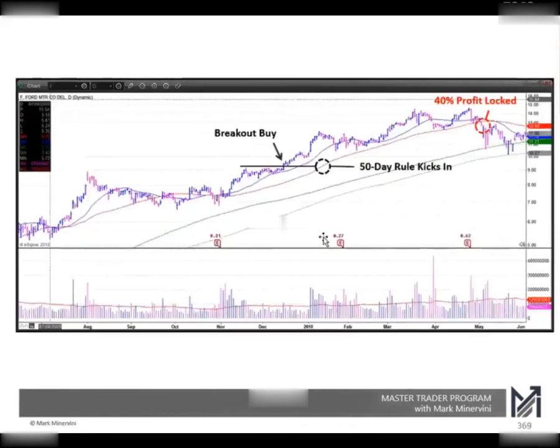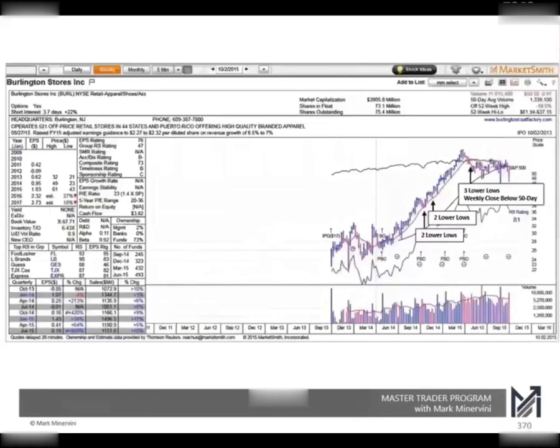Ford, here's another one, with Ford coming out of this little base right here. You see the 50-day catches up, and now it acts as a stop here, and then boom, you lock in a 40% profit right here.